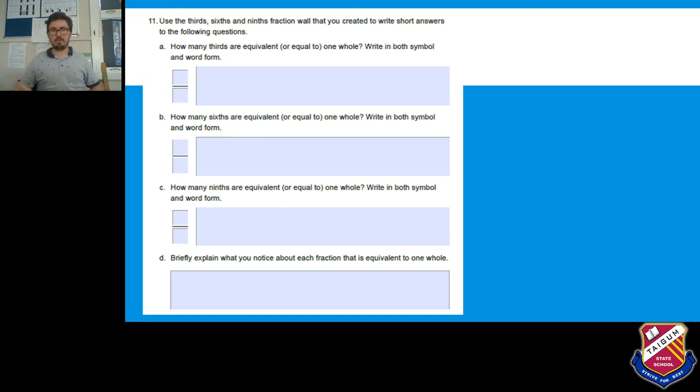Okay? So when the numerator and denominator are both the same, that means it's 1 whole, doesn't it? 100 hundredths is the same as 1 whole. So I want you to do B and C by yourselves. Off you go.